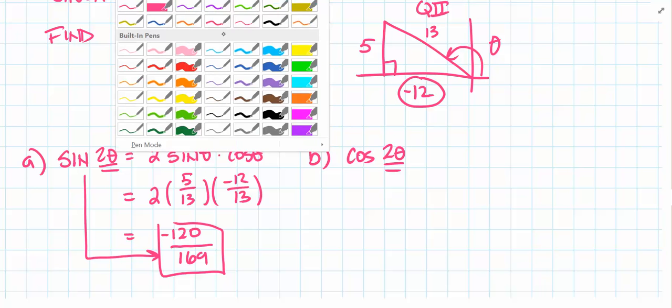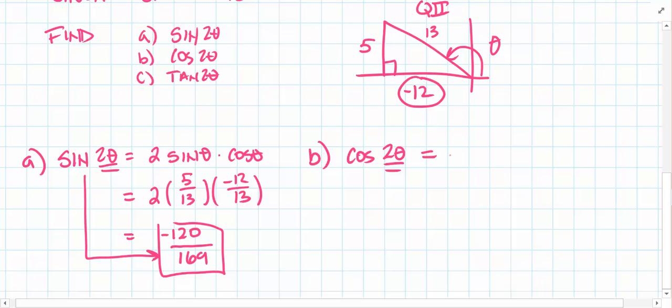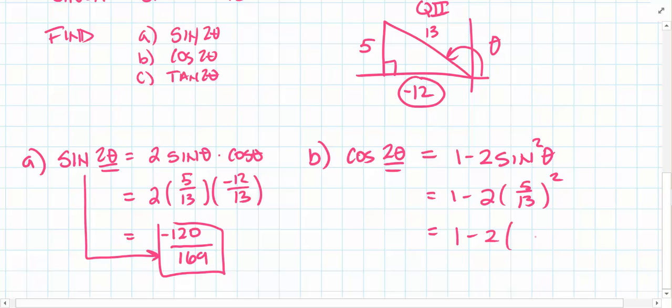So I'm going to choose the one that's 1 minus 2 sine squared of theta. Okay, moving right along, I'm going to have 1 minus 2 times. Do I have a value for sine? Sure do. It's 5/13, right? And we're going to square that value. So that gives me 1 minus 2 times 5/13 squared, which is 25/169. Is that true? Yes.